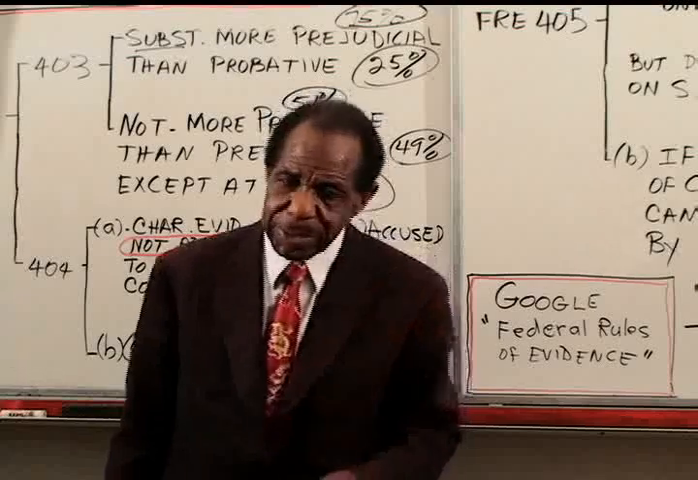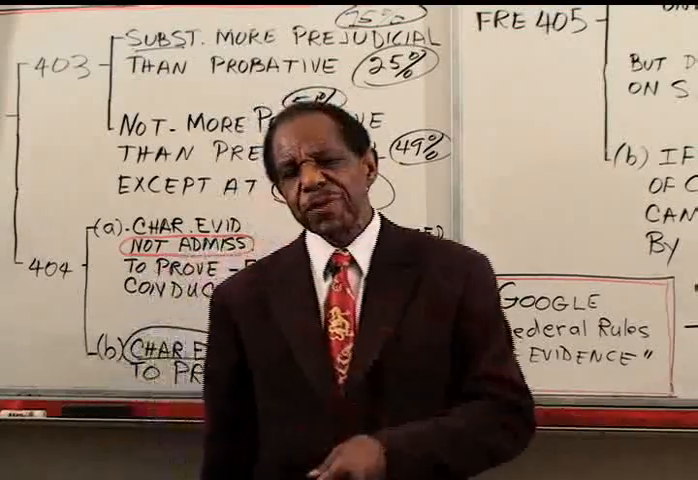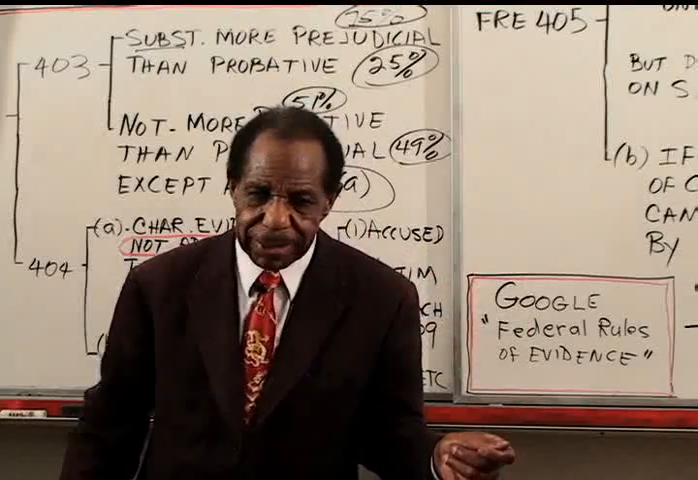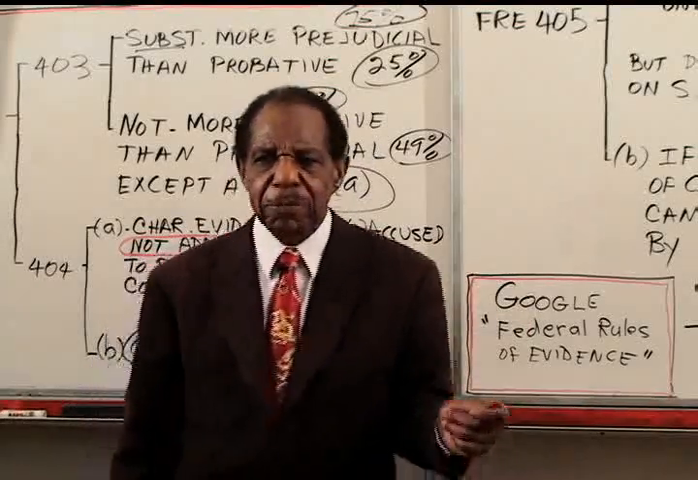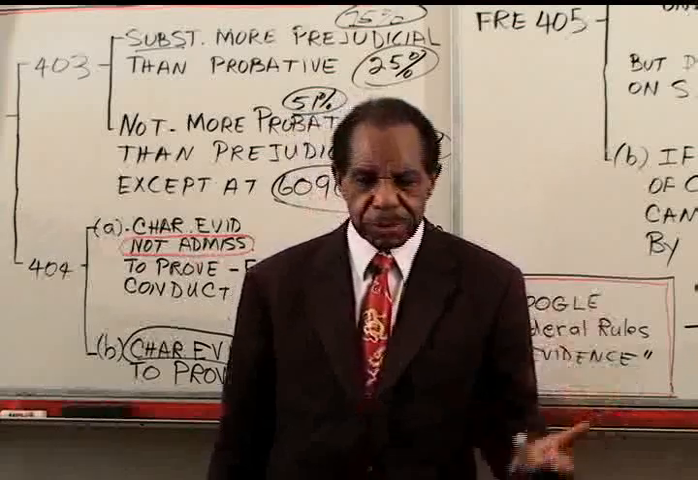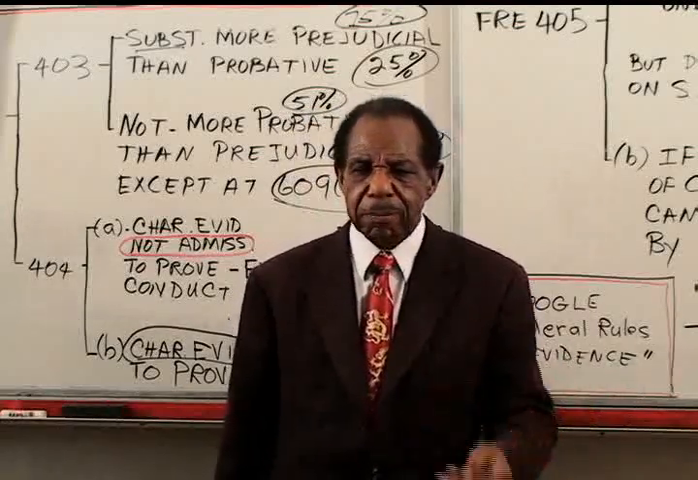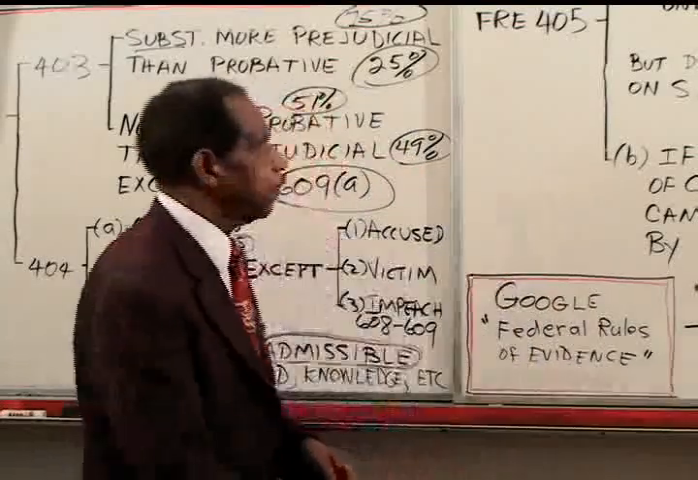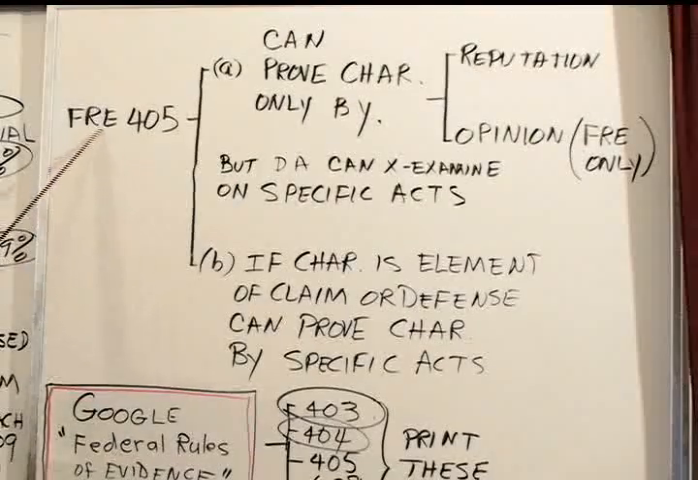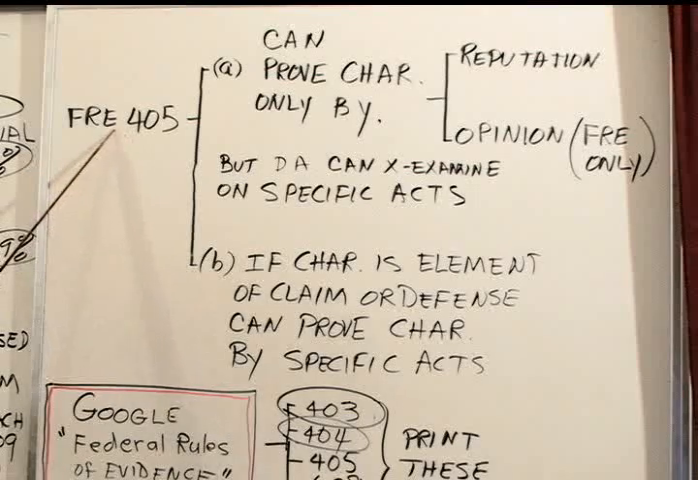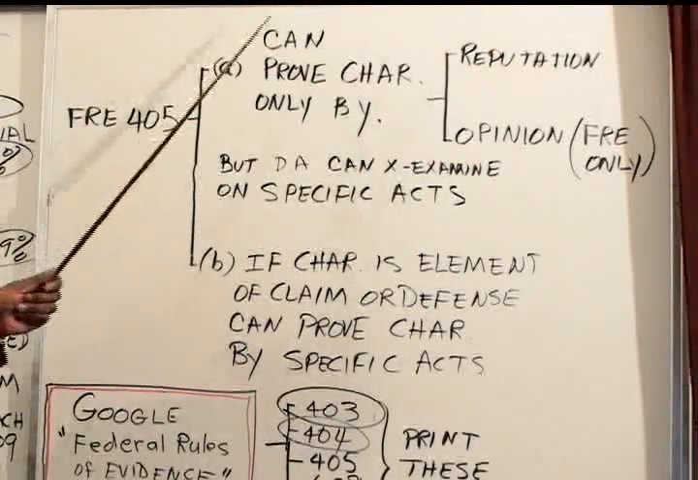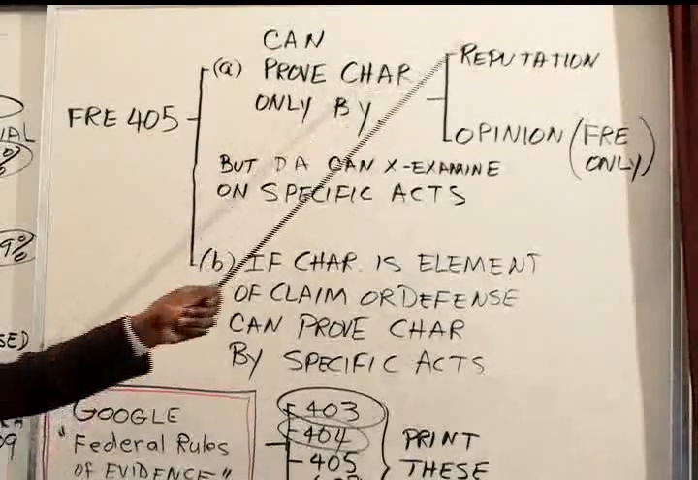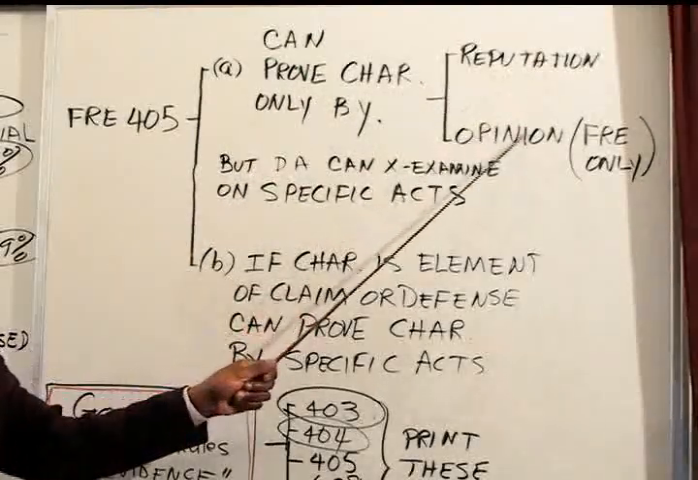So what we do in that case is say, look, if you want to prove that this is a violent person, bring on their reputation, not their individual acts. If you want to prove that this was an honest person or a dishonest person, bring on their reputation, not their individual acts. And that's what 405 says. 405 says that whenever you are permitted to prove character evidence, this is the form it must take. You can prove the character evidence only by reputation or by opinion.